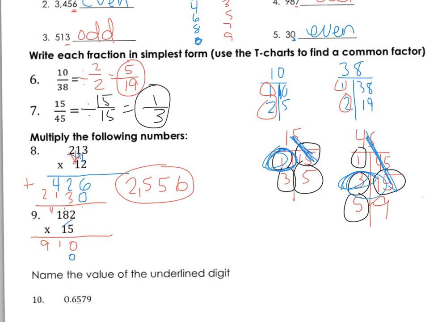Okay, 1 times 2 is 2. 1 times 8 is 8. 1 times 1 is 1. Add those together, and I'm going to do it over here. 17, carry my 1. That's 2,730.